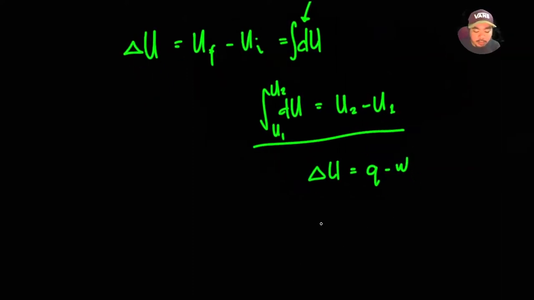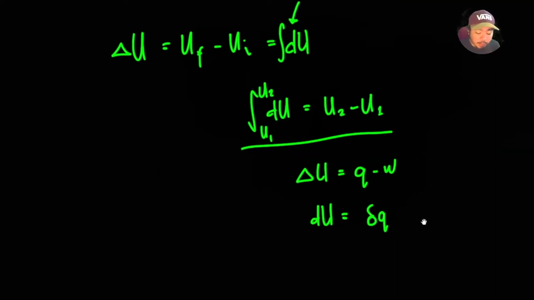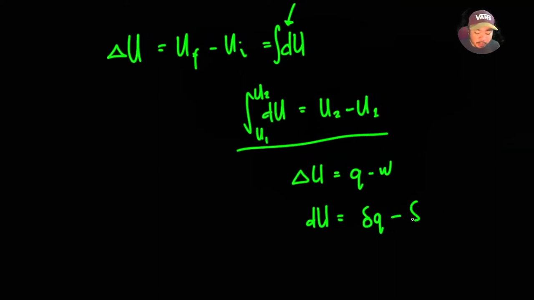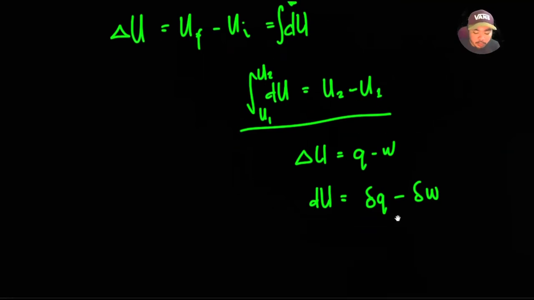If we say dU, infinitesimal changes, then we use this squiggly d. So this is the inexact differential of Q, to denote that there is path dependency in that function, minus the inexact differential of W. Okay? So you'll see this a lot.